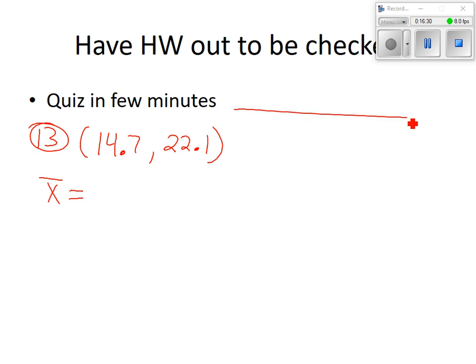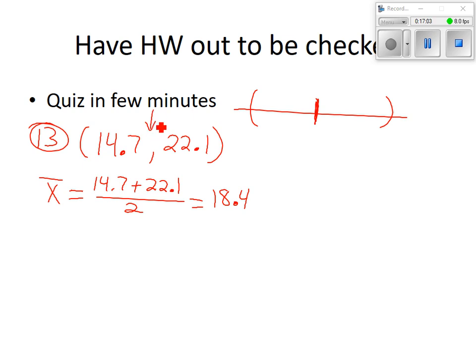Shouldn't you add them and divide by 2? That's why sometimes it's better to look at it on a number line. It should be in here, right? Yep. So 14.7 plus 22.1 divided by 2. If you tell me the answer is 15, wrong. 18.4. Anybody else get that? Isaac, you went fast with it. Does that look like that's right there halfway in between those two?